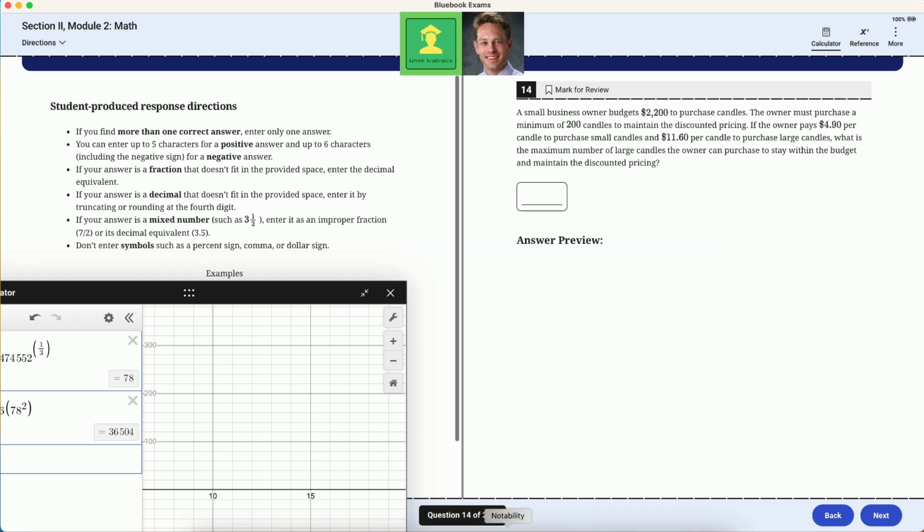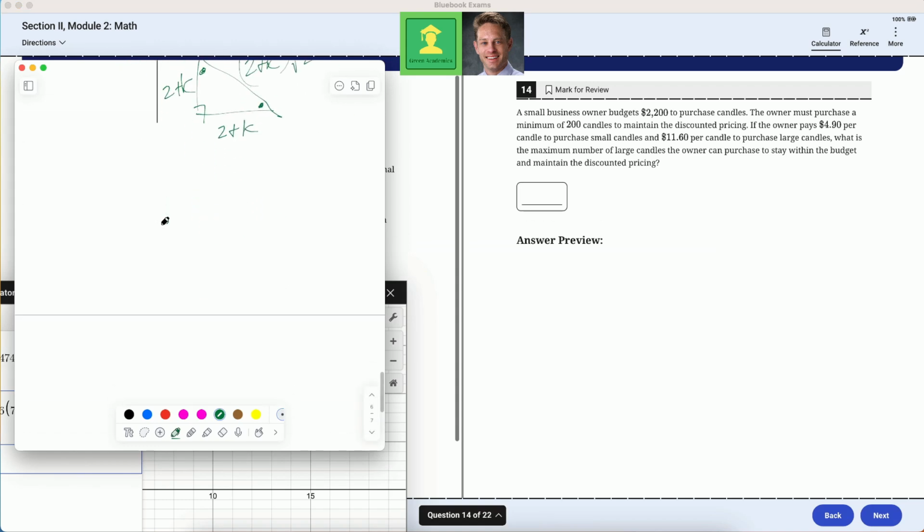Small business owner budgets $2,200 to purchase candles. The owner must purchase a minimum of 200 candles. This looks like it's going to be a system. The owner pays $4.90 per candle to purchase small candles and $11.60 per candle to purchase large candles. What is the maximum number of large candles the owner can purchase to stay within the budget?